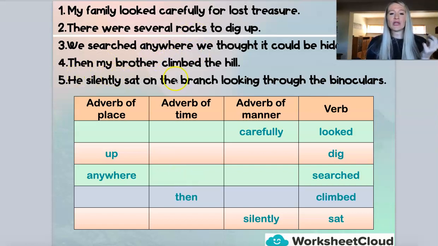Number 4, then my brother climbed the hill. So the word climbed is the verb, and it describes a time then. And you see, just by adding that word then, in my mind, I'm thinking something must have happened for the brother, then he decided to climb the hill. But we don't know. Right, and number 5, he silently sat on the branch looking through the binoculars. So the verb in this case is sat. So he silently sat on the branch. Okay, how did it describe how he sat? Yes, it did. It said he silently sat on the branch.